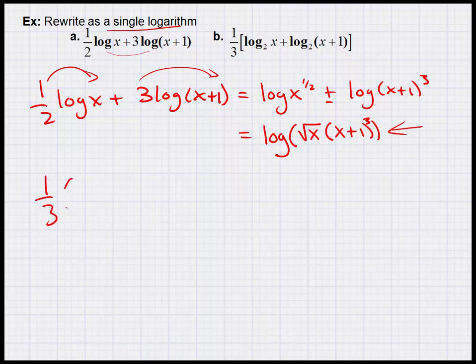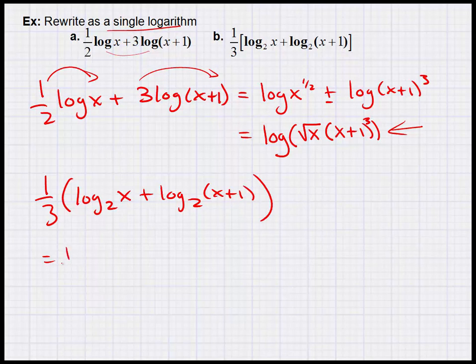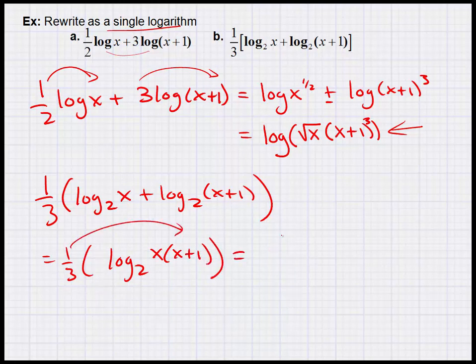1/3 log base 2 of x plus log base 2 of x plus 1. So I'm going to write this as 1/3 of log base 2 of x times x plus 1. And then that 1/3 is going to come in and I'll write it as log base 2 of the cube root, that's 1/3 power, x times x plus 1. And that would be my final answer.